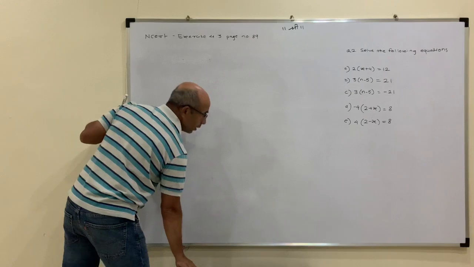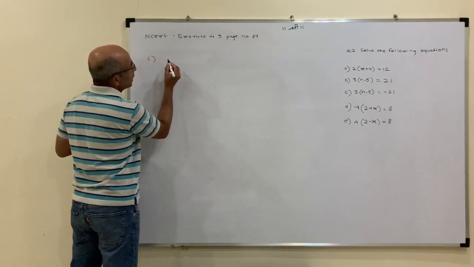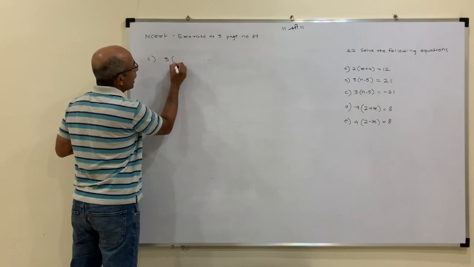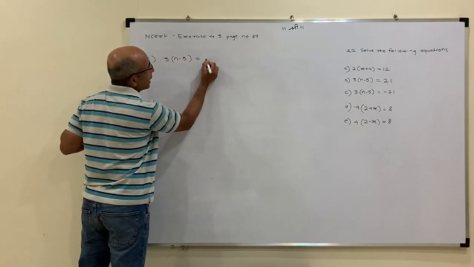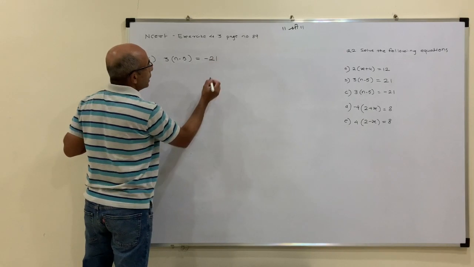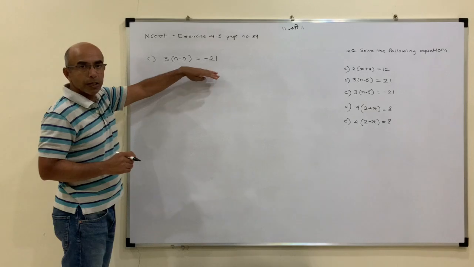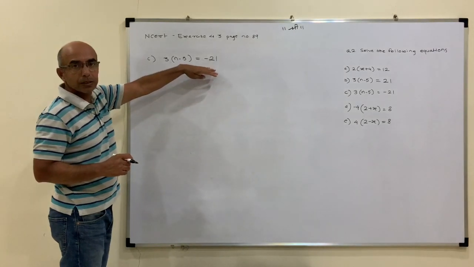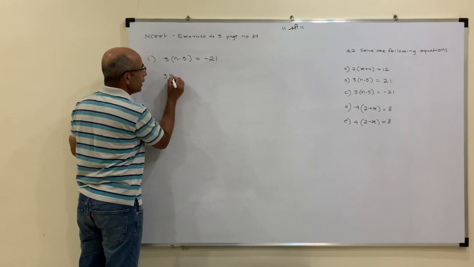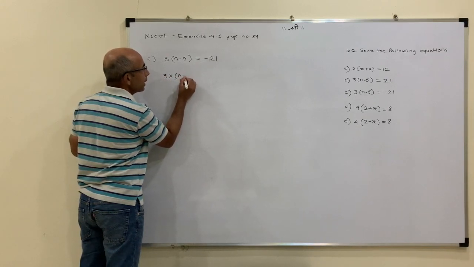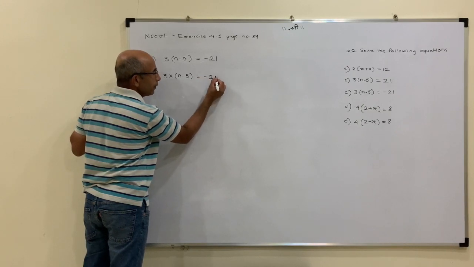So now let's move on to problem C: 3 into n minus 5 equals minus 21. While attempting this kind of question, you need to be very careful about the signs given to the numbers. So I rewrite this as 3 into n minus 5 equals minus 21.